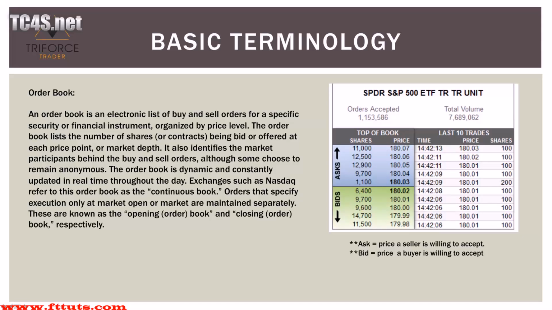Exchanges such as NASDAQ refer to this order book as the continuous book. Orders that specify execution only at market open or market close are maintained separately. These are known as the opening order book or closing order book, respectively. So the ask is the price a seller is willing to accept, and the bid is the price a buyer is willing to accept. And this is kind of how it plays out. So in an order book situation, you're just going to see the top of the book, which is the most current price usually, and the bids below.